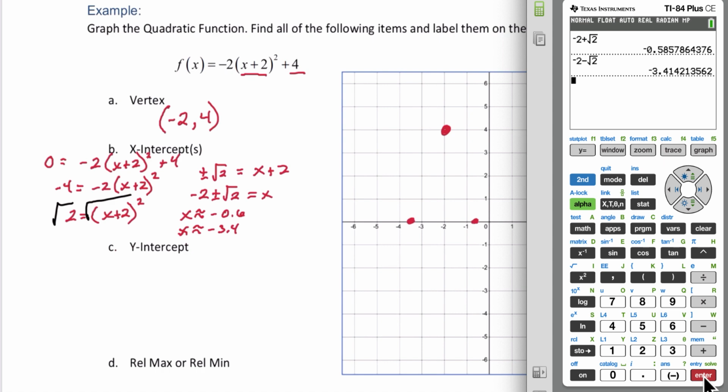To find the y-intercept, we make x 0. Negative 2 times (0 plus 2) squared plus 4. That is negative 2 times 4 plus 4. Negative 8 plus 4, which is negative 4. So the y-intercept is negative 4.